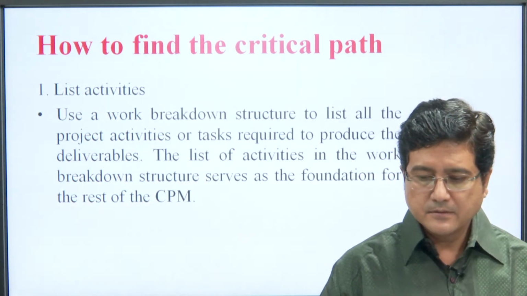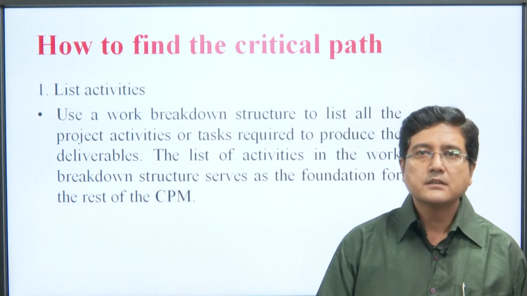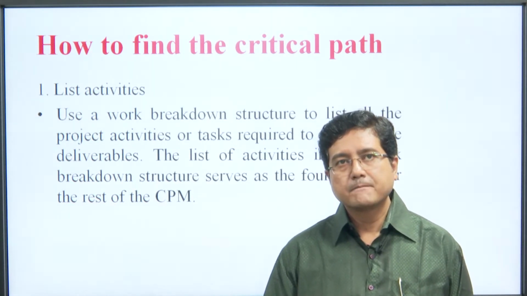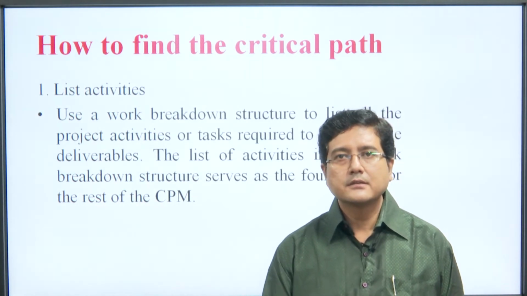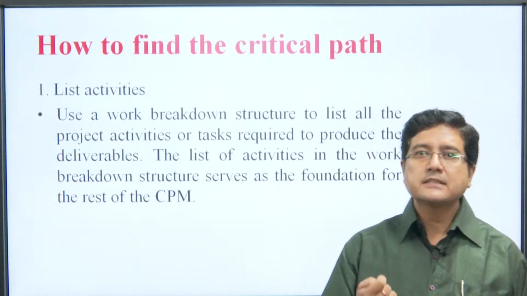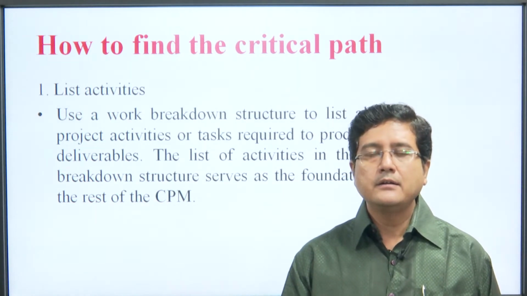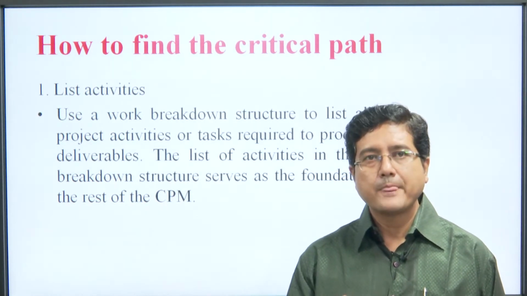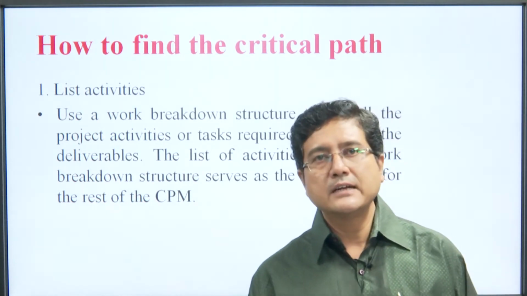How to find the critical path. Now our question is how to find the critical path using CPM. The first step is to list activities. We have to list down the various activities incurred in the project. Break down the activities according to the work, that is the work breakdown structure.